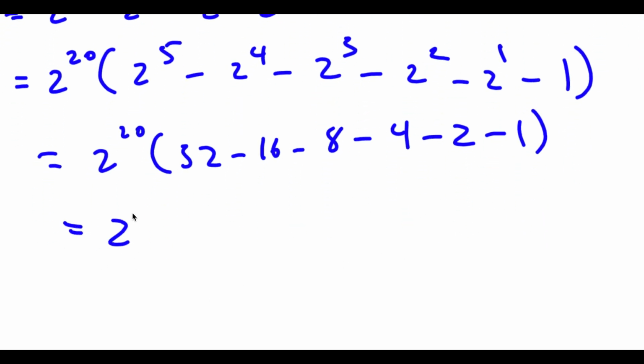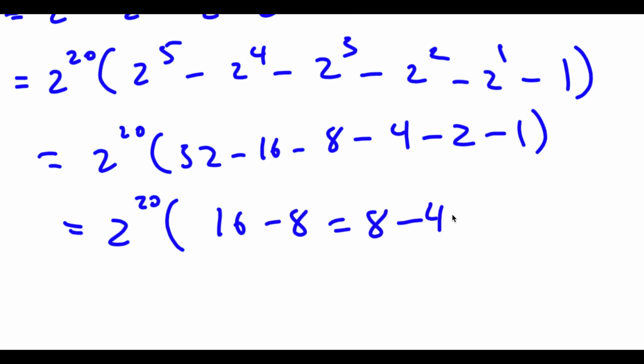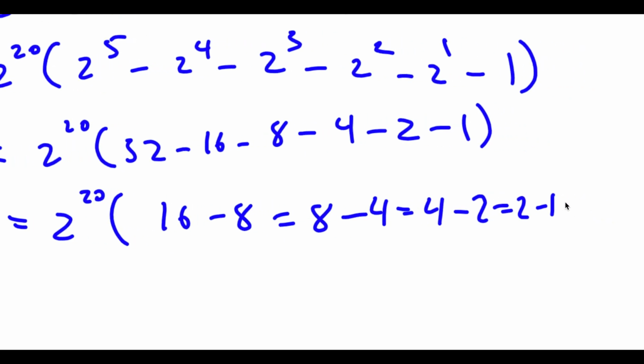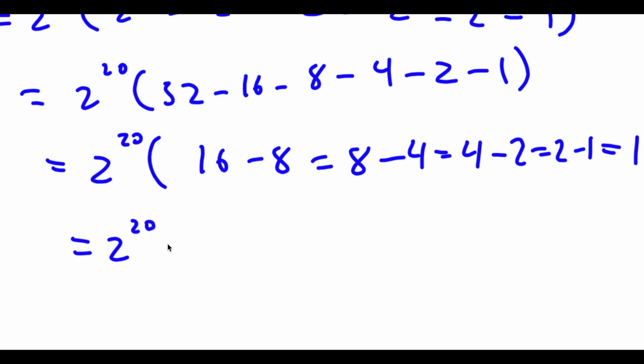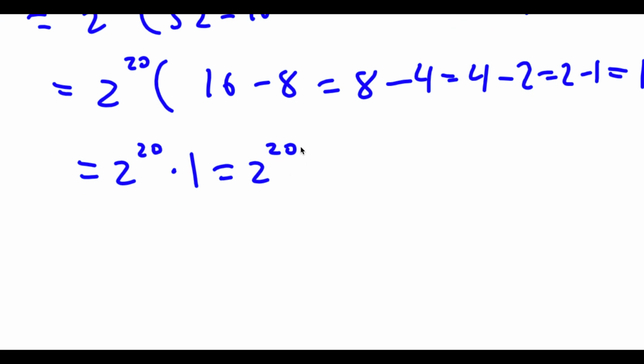So now this is equal to 32 minus 16 is 16, 16 minus 8 is 8, 8 minus 4 is 4, 4 minus 2 is 2, and 2 minus 1 is 1. So I have 2 to the power of 20 times 1, which is equal to 2 to the power of 20. So 2 to the power of 20 is our answer.